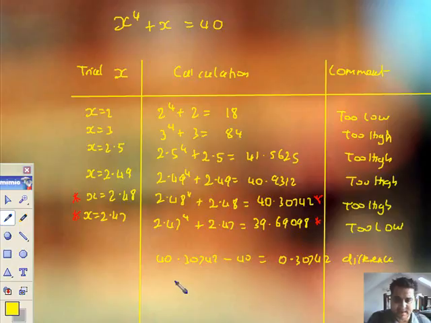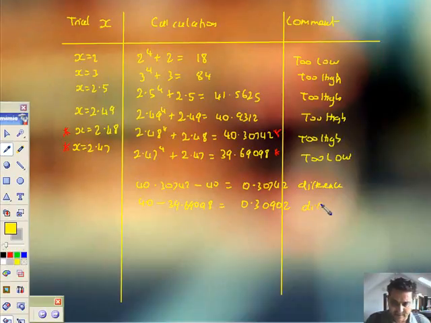And then I'm going to test out this one here, so it'll be put the biggest value, which is the 40, minus 39.69098, and that gave me 0.30902 difference. Now look, these are really close, aren't they? Look at that.